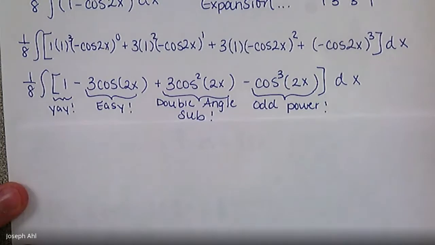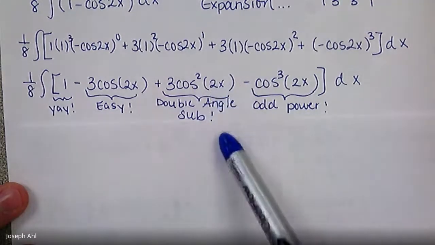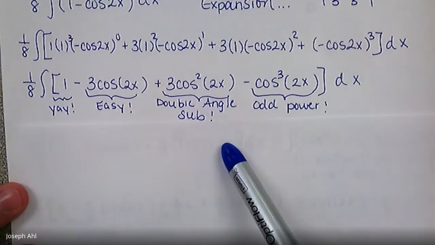All right, for 3 cos squared of 2x, if it's a cos squared, we know we can use a double angle substitution. Remember, we're doubling the angle 2x, so it's going to be a 4x when I make that substitution in a second.